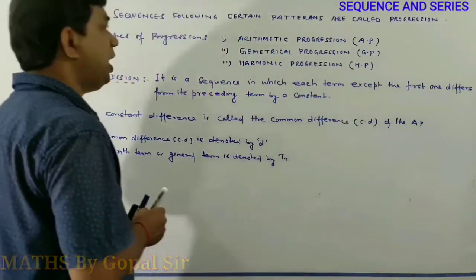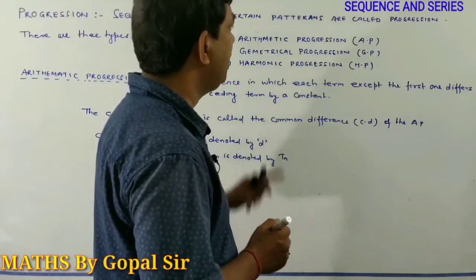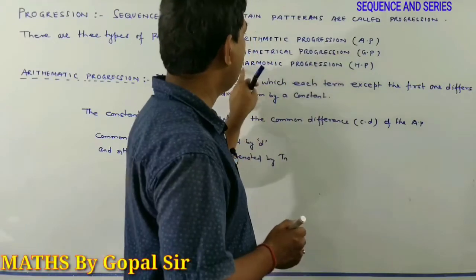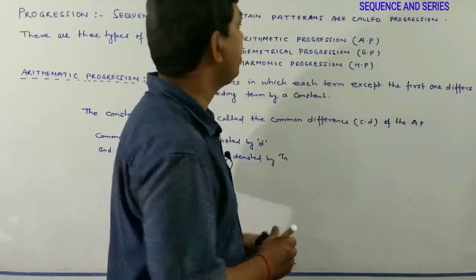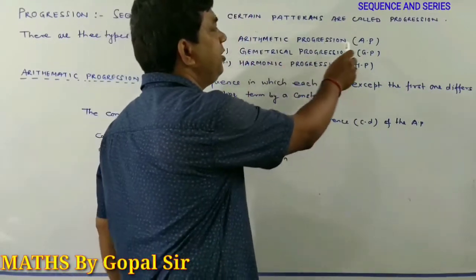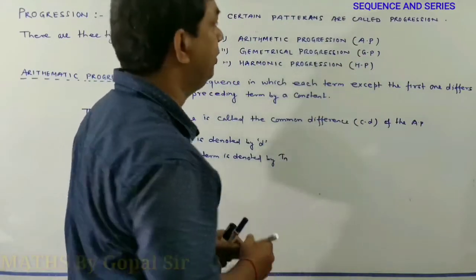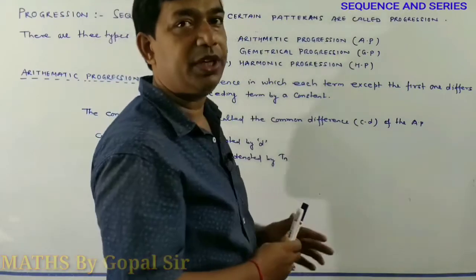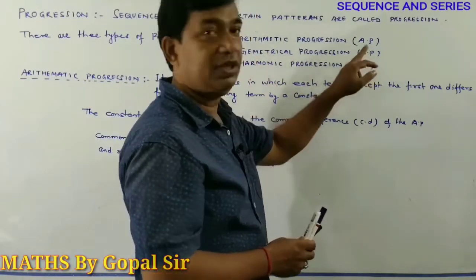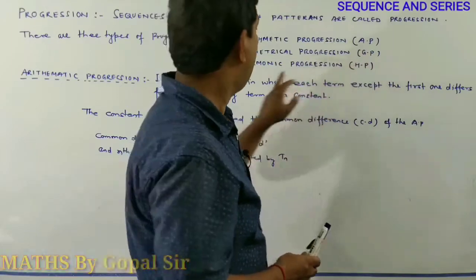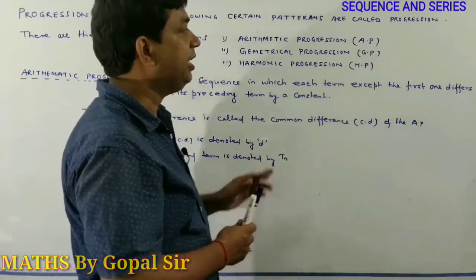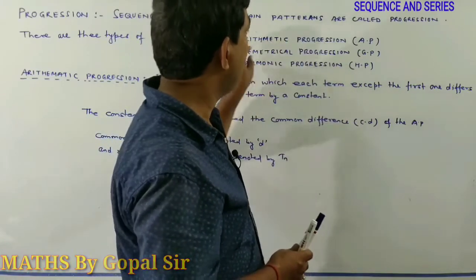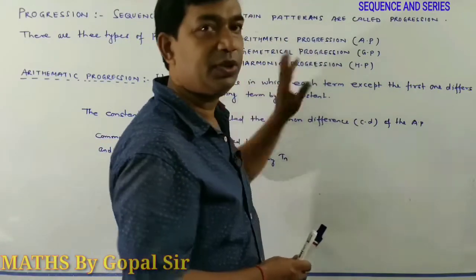Here we have three types of progression. One is arithmetic progression, the second is geometrical progression, and the third is harmonic progression. In short form, arithmetic progression is AP. Geometrical progression is GP. And harmonic progression is HP. Now one by one we will see what each of them is.